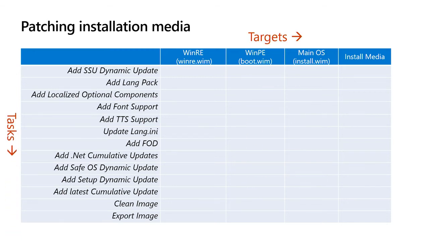So what we've tried to do is highlight in one slide what are the steps to do, in what order, and where do these apply. So every row basically represents a task to apply these images to, or apply this content to.